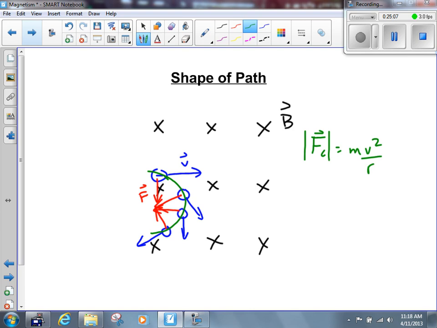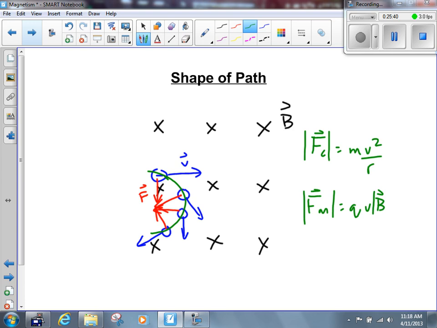When you're driving a car around a turn, the car experiences a centripetal force, but that centripetal force is caused by friction. When the Earth goes around the sun, the Earth experiences a centripetal force, but that centripetal force is caused by gravity. What causes the centripetal force here? It's not gravity. It's not friction. It's going to be the magnetic force that causes the centripetal force here.